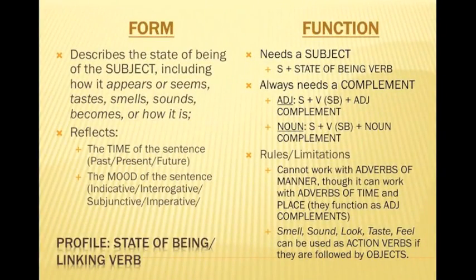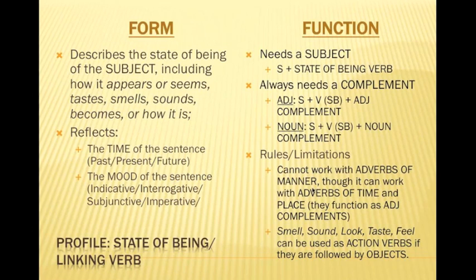Now we've created a new profile for state of being, or linking verbs. In this case, we're describing the state of being of the subject, including how it appears or seems, tastes, smells, sounds, becomes, or how it is. When it comes to its function, we always need a subject to go with the verb, just like you do with action verbs. But state of being verbs always need a complement. So in this case, as we said before, there are two kinds of complements, adjective complements and noun complements.